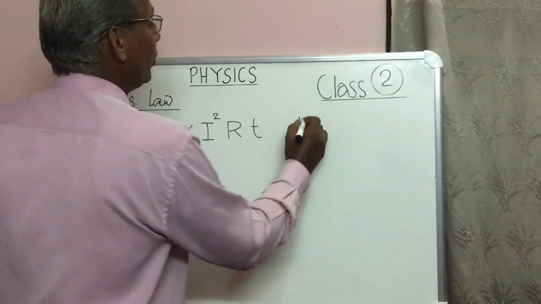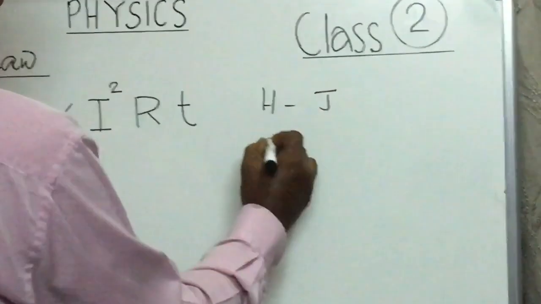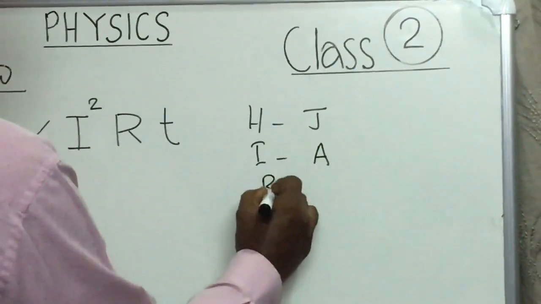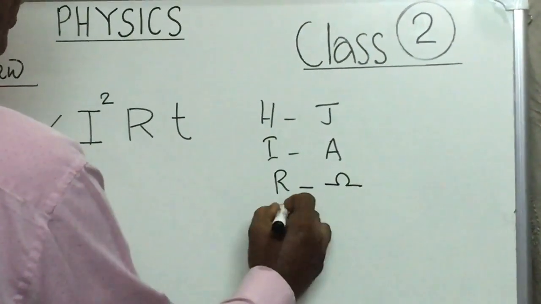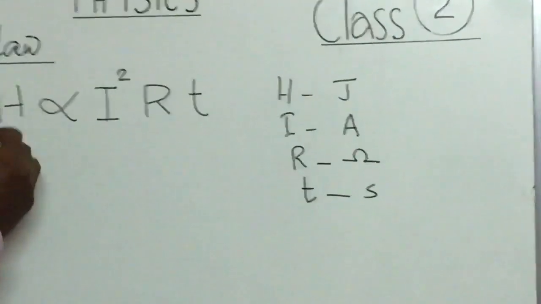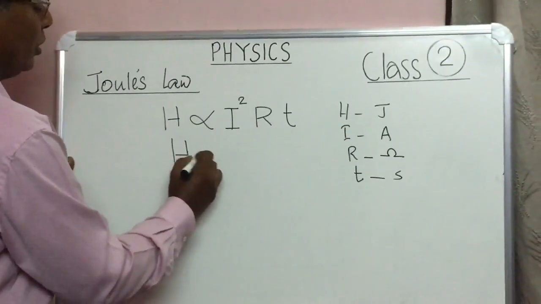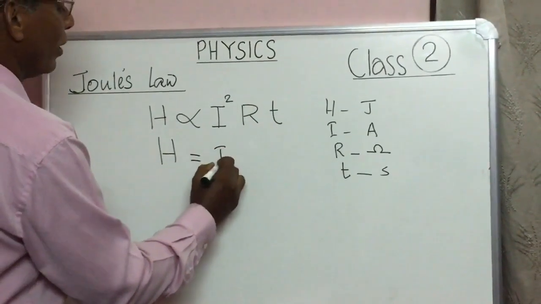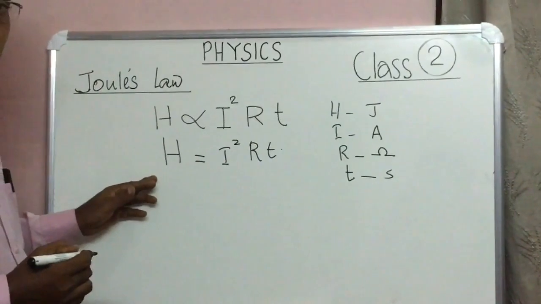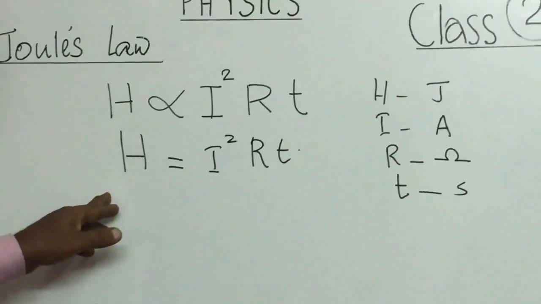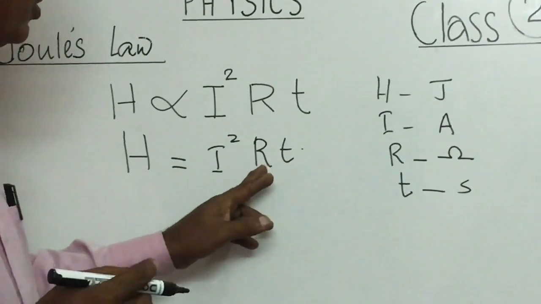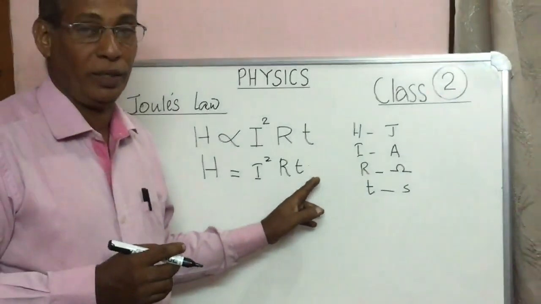That is, H in joules, I in amperes, R in ohms, and time in second. If we use these units, we can write H is equal to I square RT, where H is the heat produced or generated in the conductor due to the flow of electric current intensity I through resistance R for a time T second.